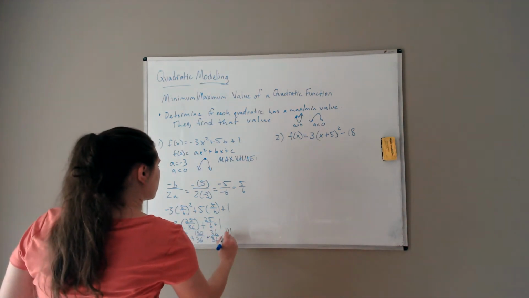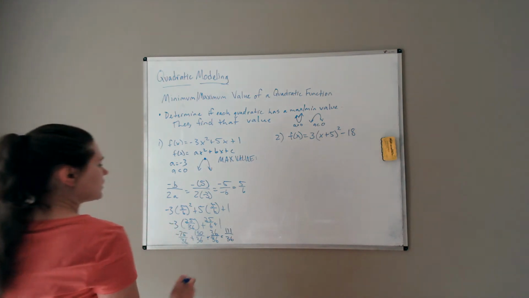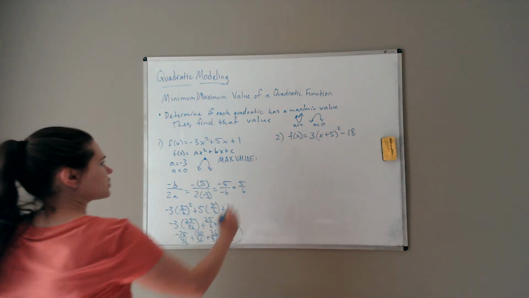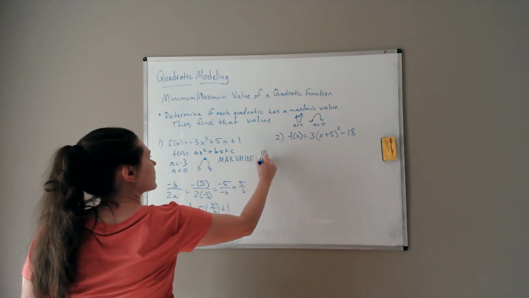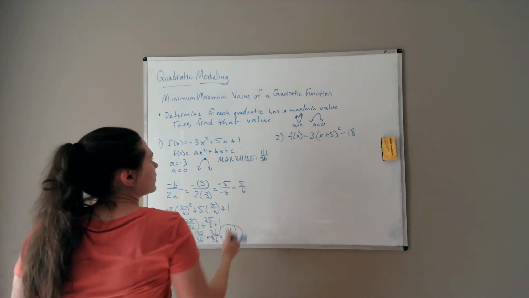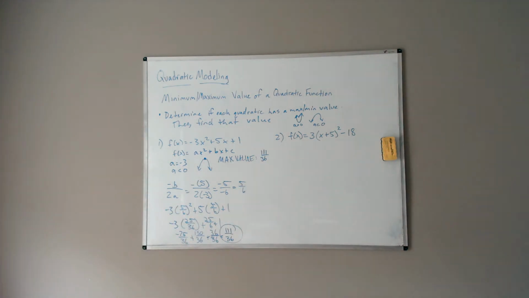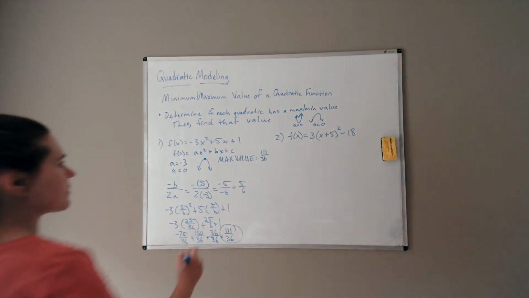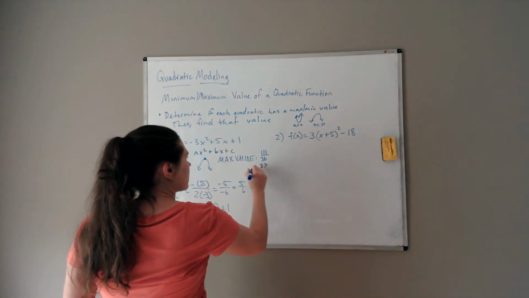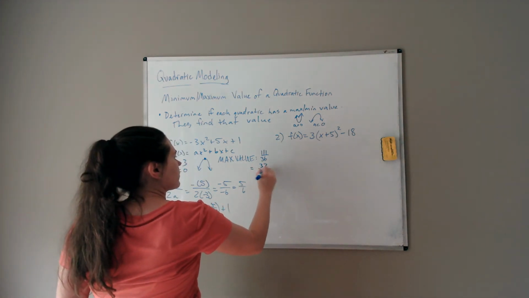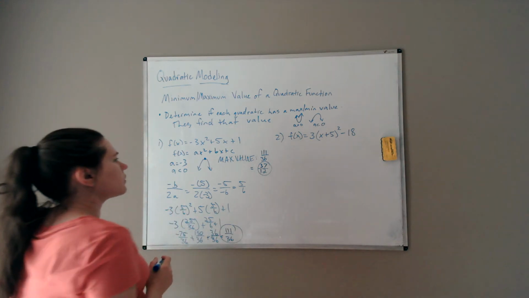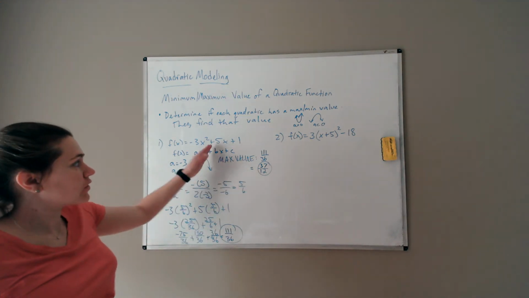So 111 over 36 is the actual maximum value. The maximum value is 111 over 36. We don't want to round that value. We can simplify it a little bit. This is the same as 37 over 12. So that's the largest output that this function can produce.